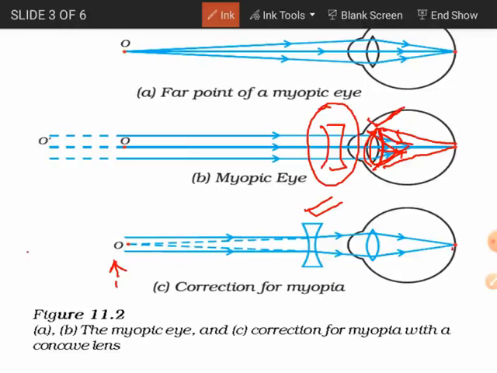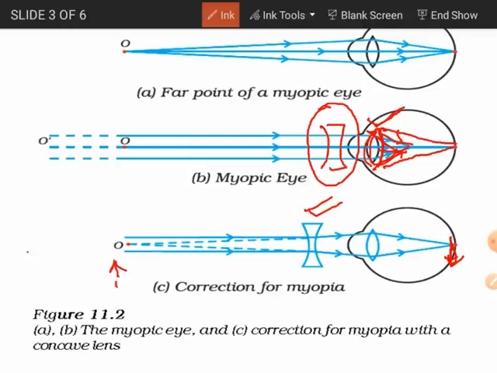Okay, so your image will be seen here inverted. The inverted image will be sent to the brain through your optic nerve, and the brain will analyze it and it will be seen as the object is. Even though the image is formed inverted here, the brain will interpret it as erect. Okay, like that. So what is the cause of this myopia?